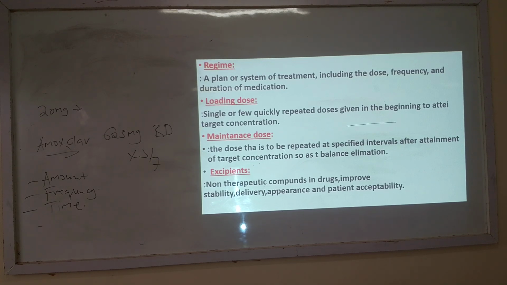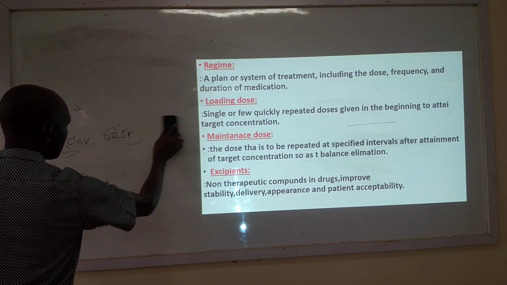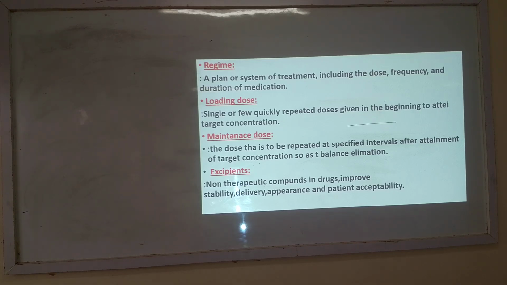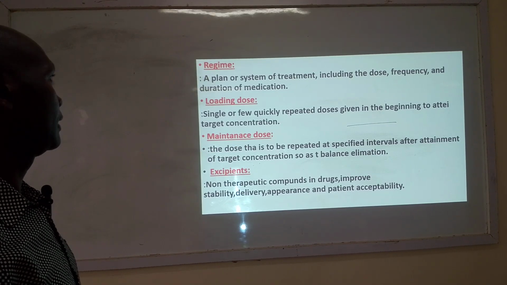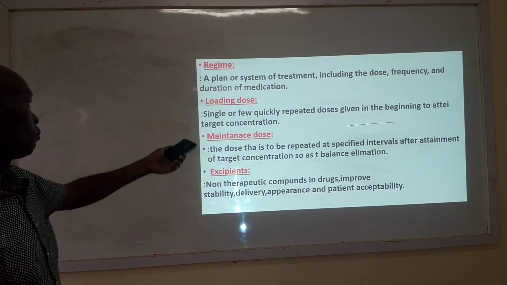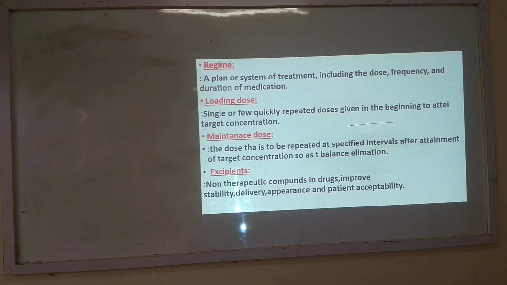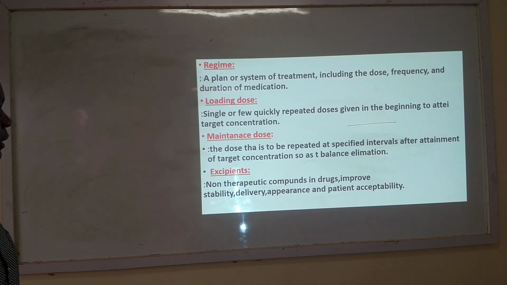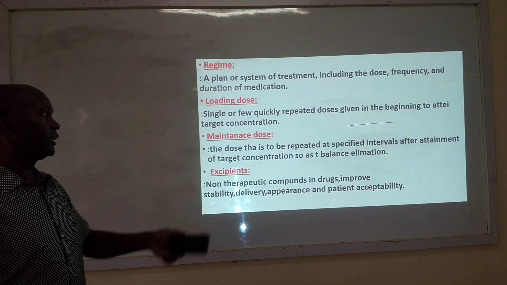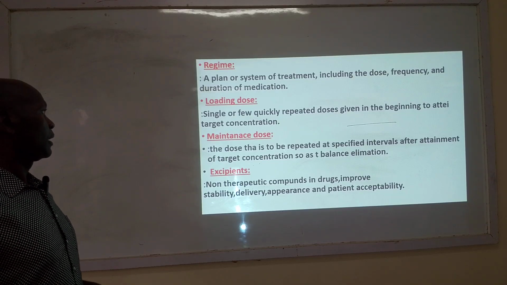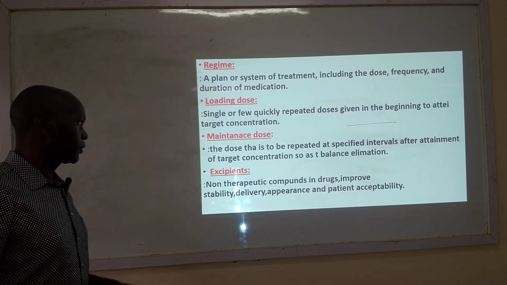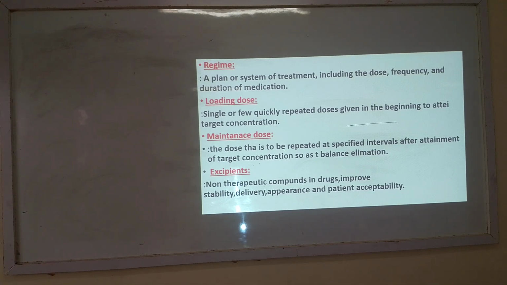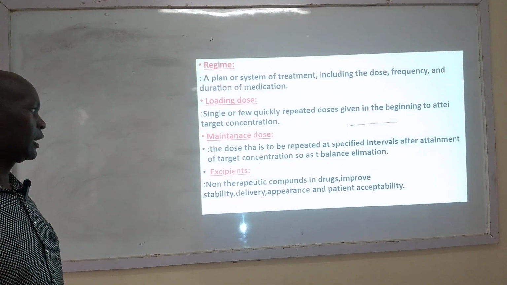We have regimen. Regimen is almost the same as dosage because it also shows the dose, frequency, and the duration of medication. When it comes to loading dose, it's a single or few quickly repeated doses which we give in the beginning of treatment to target the concentration. And after that, we go to maintenance dose, which is repeated at specified intervals to maintain the concentration and balance the elimination.